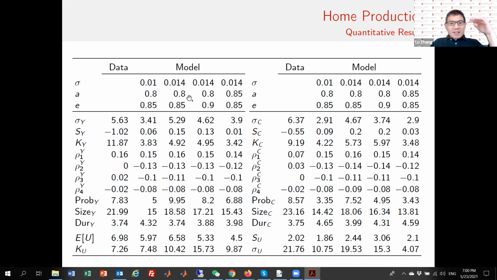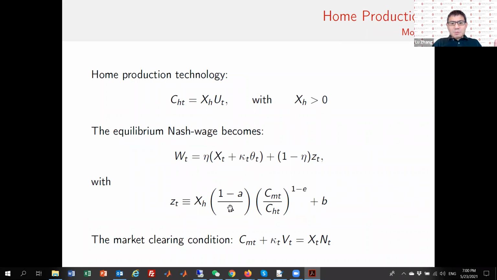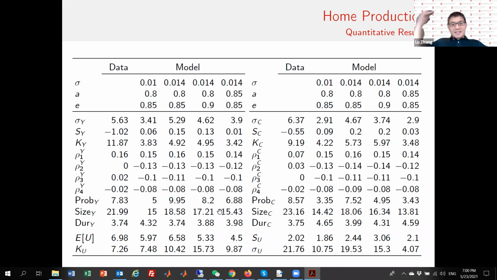So the table also reports two comparative statics. In the first comparative static, we increase the A parameter. That means the household likes market goods more. As noted earlier, if the household likes market goods more, that means Z_t is going to drop. That means the flow value of unemployment activities is going to drop, and that's going to dampen the disaster dynamics. So that's what we see here. Disaster probability falls from 9.95% to 6.9%, and disaster size drops as well.